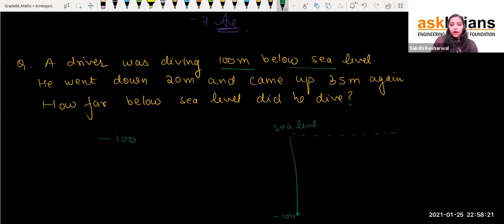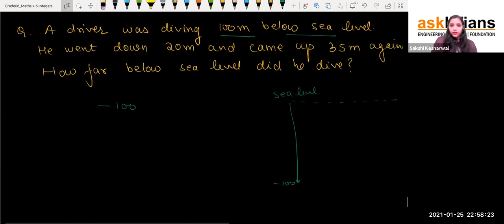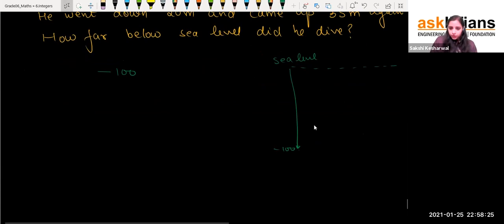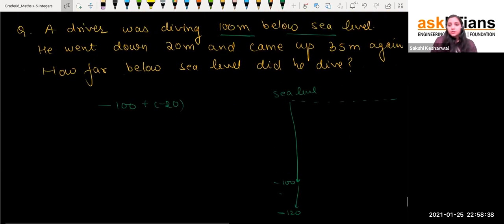And then he went down again 20 meter, right? He went down again 20 meter. So we'll be going what? Down, minus 20, right? So he'll be reaching what? Minus 120. So minus 120, minus 20. Yes or no? Yes. Now he says that he comes back again.